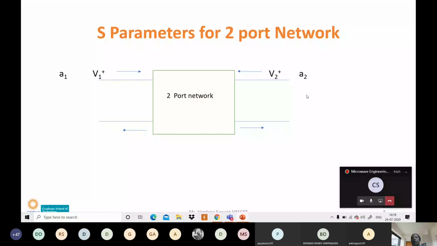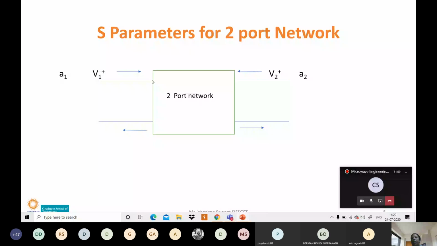But see, when we give this V1 plus signal to this two-port network, when that signal comes to this junction point, the whole V1 plus signal will not be accepted by the two-port network. Some part of this signal will get reflected back. The same thing happens here also. When we input this signal V2 plus at port number 2, the whole signal will not be pushed forward in the network. Some part of the signal will get reflected back from this junction point.